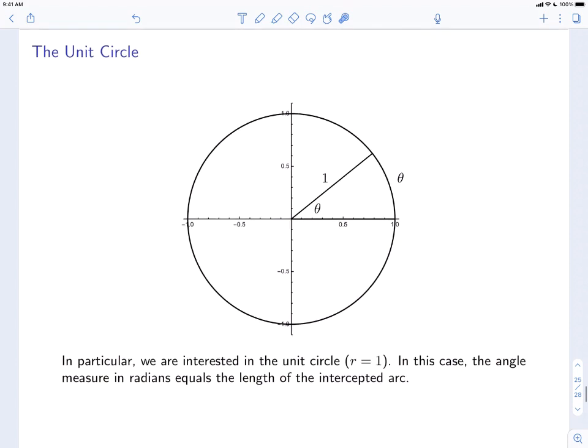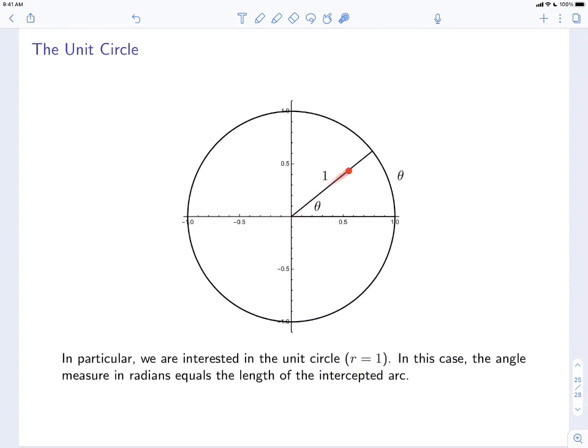Let's look at the unit circle, where the radius is equal to 1. In this case, if theta is your angular measure in radians, then that corresponds to an arc length of measure theta, because r is equal to 1. This is what we're interested in because this is how we define sine and cosine. They're circular functions, defined to be the coordinates of the point where the terminal side of an angle intersects the unit circle.